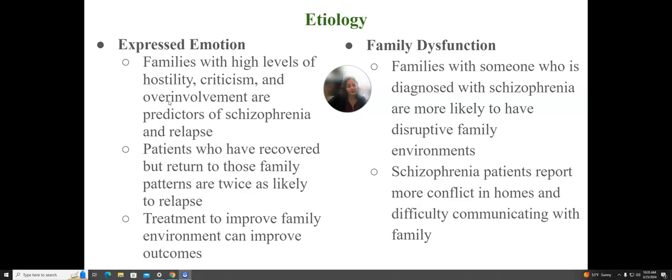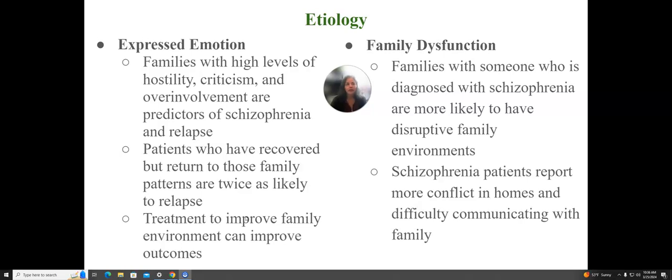Or when you have very dysfunctional families where they're enmeshed in one another's lives and maybe constantly blaming or fighting, high degrees of conflict or jealousy, these kind of catty relationships, that actually is a strong predictor of schizophrenia. So even when we pull people out of those environments and we treat them, when we put them right back in, it actually increases their risk of the disorder returning. In fact, they're twice as likely to relapse when they return to those types of negative family environments.